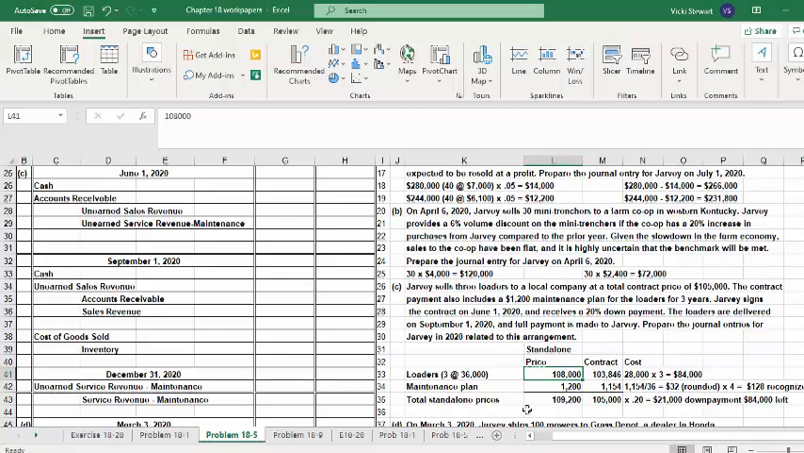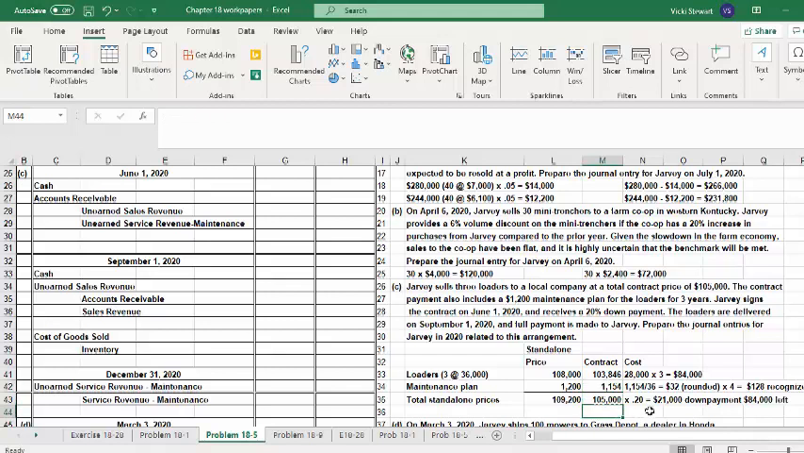For the loaders, $108,000 divided by the total standalone, $109,200, and multiply that by the total contract price, and we get $103,846 allocated to the loaders. And we take the maintenance plan standalone of $1,200 divided by the total $109,200 multiplied by the $105,000, and we get $1,154 allocated to the maintenance plan.